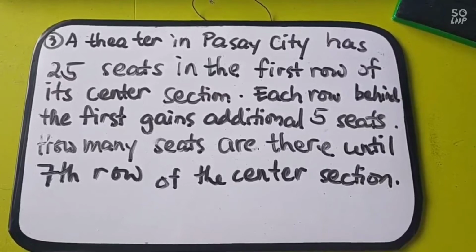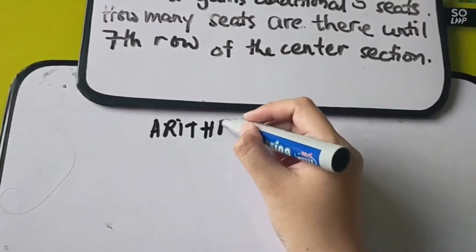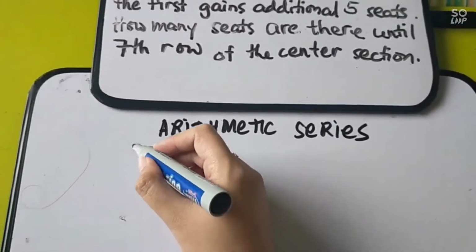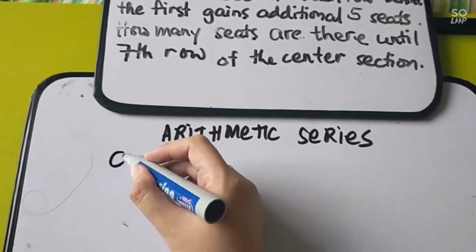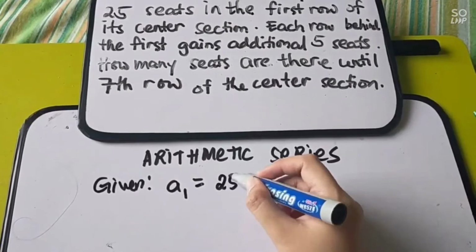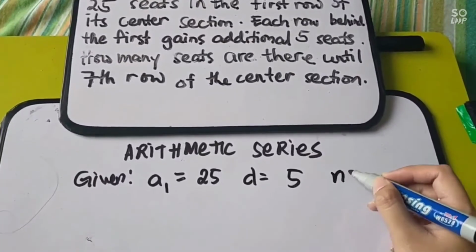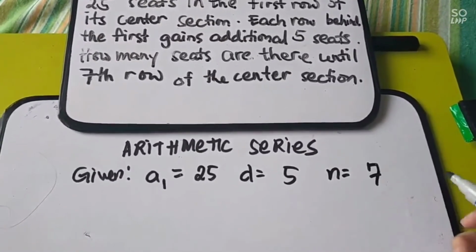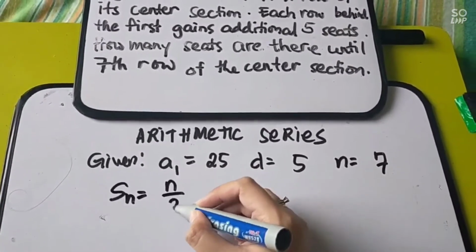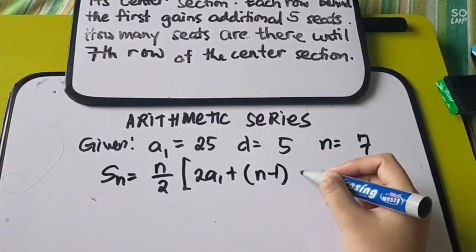So, let us have the solution. We have here arithmetic series. So, this is the formula. The formula later; let us have the given first. Our given, our first term, we have here 25 seats. And then, the common difference, we have 5 because it is an additional 5. Then, our n here is until the 7th row. Okay? So, since it is an arithmetic series, our formula is S sub n equals n over 2 times the quantity 2a sub 1 plus quantity n minus 1 multiplied by d.